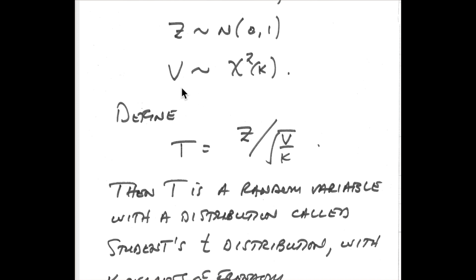On the other hand, v has a sample space that consists of the positive part of the real line, and so it's always going to take on a positive value. And so we can take the square root of that without any problem, and the denominator of this random variable t is therefore always going to be positive. And so we can see that this random variable can take on any real number in the real line.